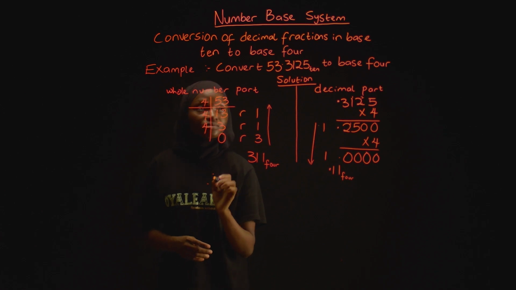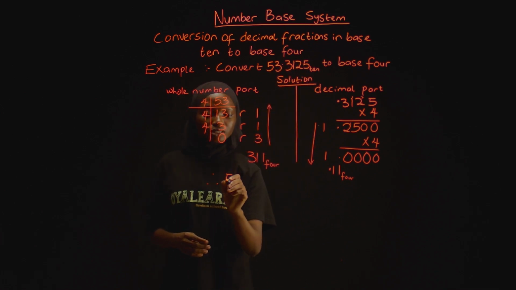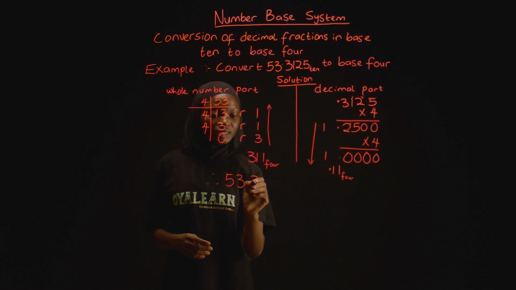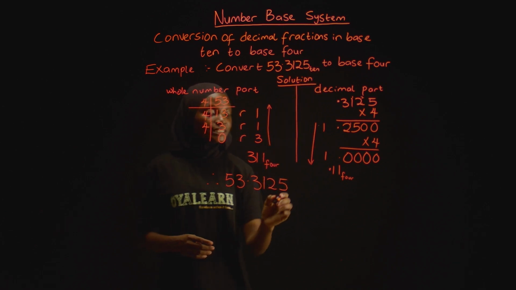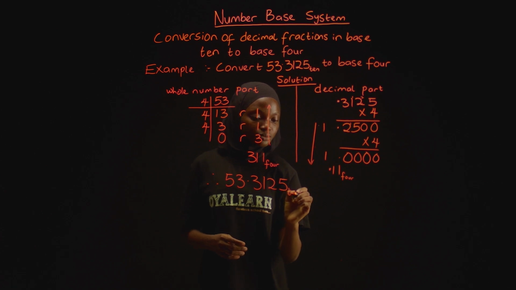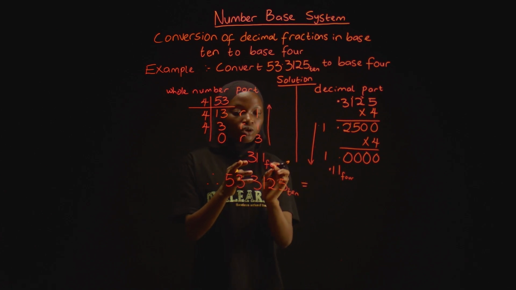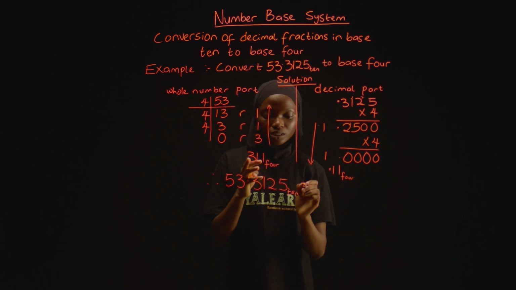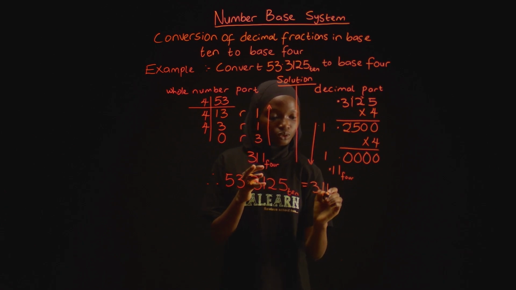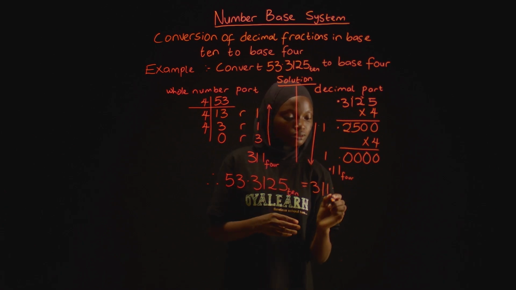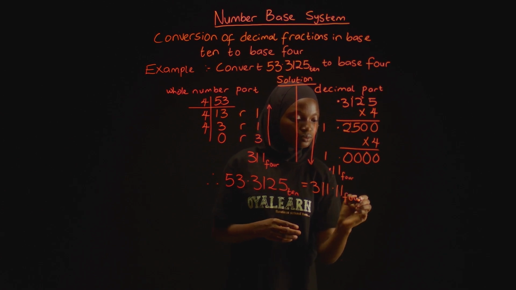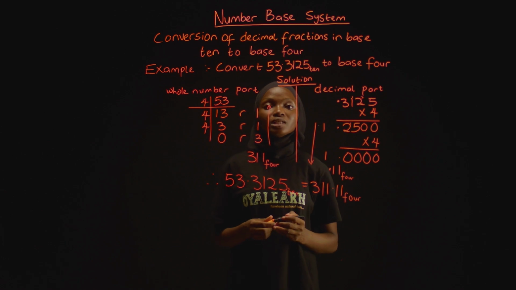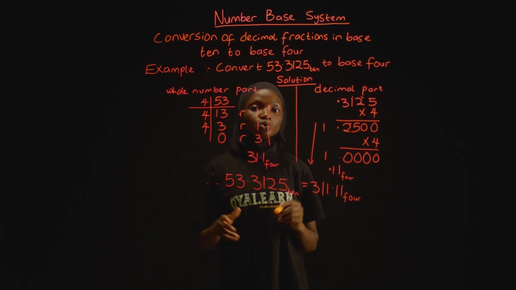That is, our 53.3125 base 10 equals, combining the whole number part and decimal part, 311.11 base 4. And that's how to convert decimal fractions in base 10 to base 4.